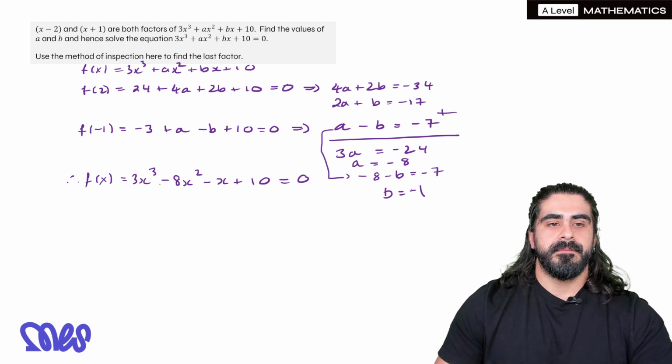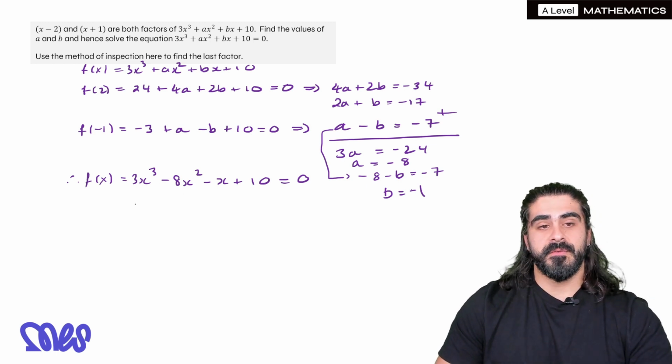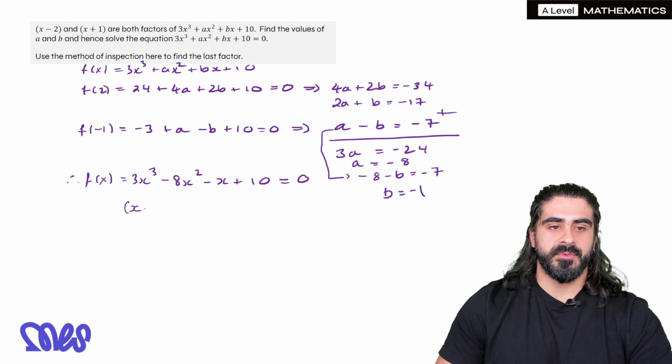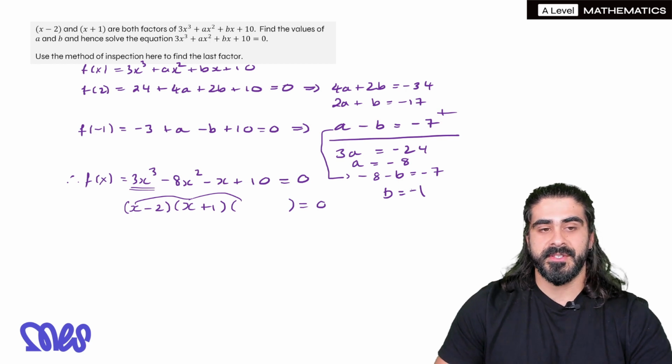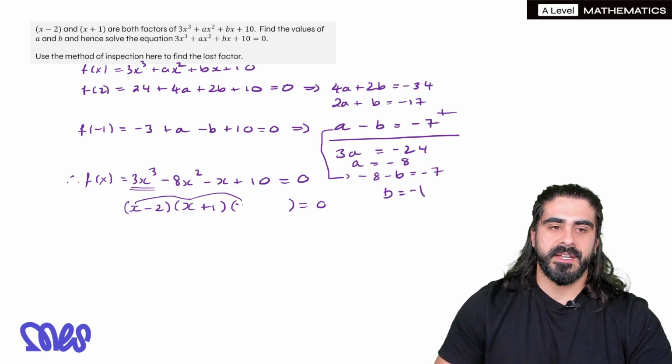Now, it's quite simple actually. We know the first brackets of how this factorizes. We know it has x minus 2, it has x plus 1. What does the last bracket have to be? Well, all the x's have to multiply to give 3x cubed. Well, x times x is x squared, so the last bracket's going to have to be 3x.